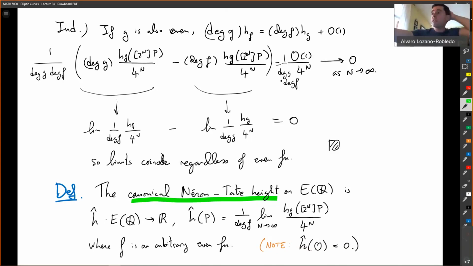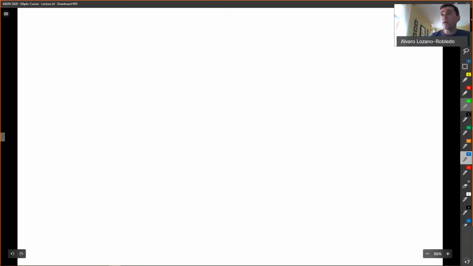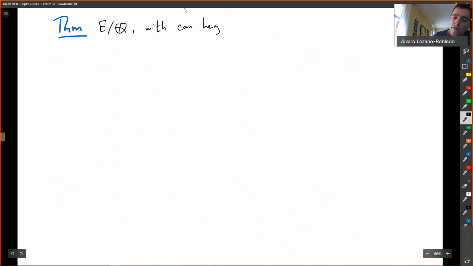I think I only have 5 minutes, so let me just state the properties, so next time I can just start with the proofs. So let E over Q be an elliptic curve, and the canonical height is h hat. Then this is a theorem in Silverman, and I'm reordering things a little bit. So I'm going to start with part E.